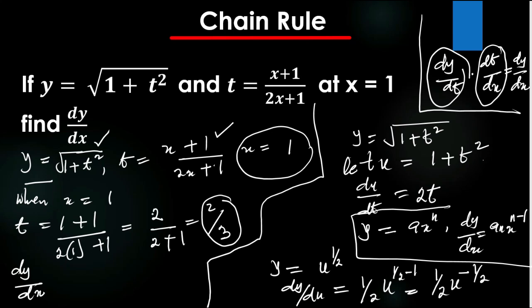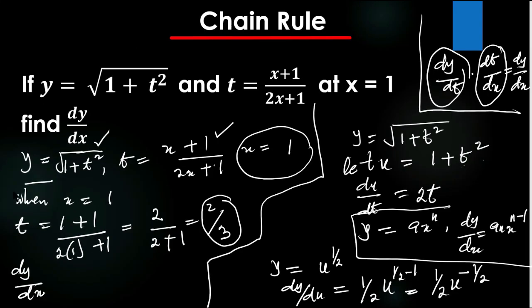Let's interpret this properly. This is the same as writing t over the square root of u. And remember that we had assumed u to be 1 plus t squared. So I can replace that, so that this is t over the square root of 1 plus t squared. Now, if dy/dt is t over the square root of 1 plus t squared, remember we have gotten the value of t. From here, t is 2 over 3.